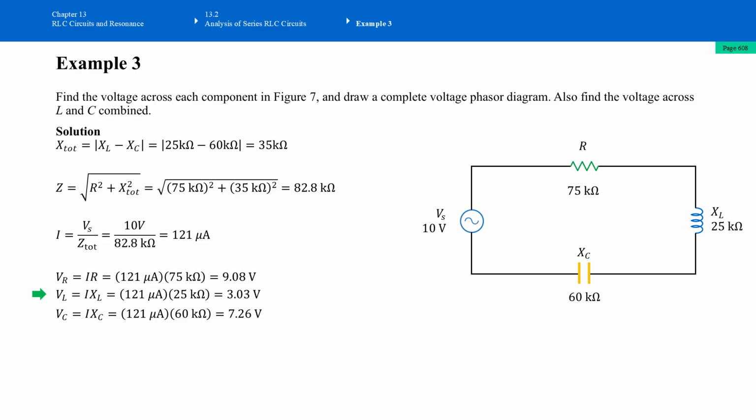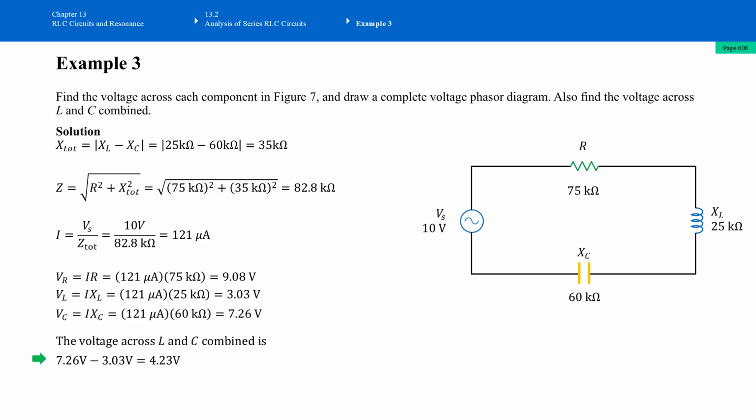For VL, that is I times XL, 121 microamps times 25 kilo ohms, which is 3.03 volts. And for VC, the voltage across the capacitor, it is I times XC, which is 121 microamps times 60 kilo ohms. Using the calculator, we have 7.26 volts.